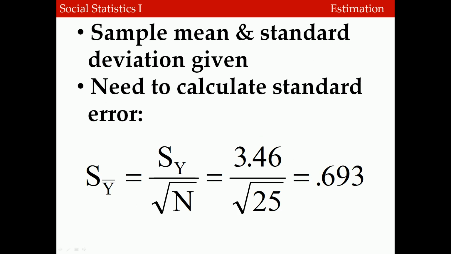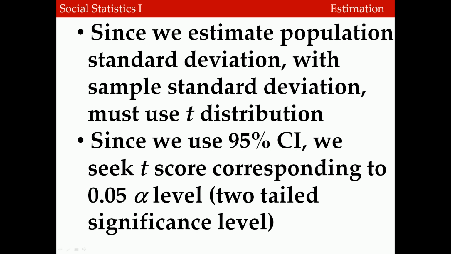And so we can calculate the estimated standard error. And we do that by taking the sample standard deviation, in this case 3.46, dividing it by the square root of our sample size, or the square root of 25, or just 5. And that gives us a value of 0.693. So notice that we have a fairly large standard error here, almost an order of magnitude larger than the ones we've looked at before.